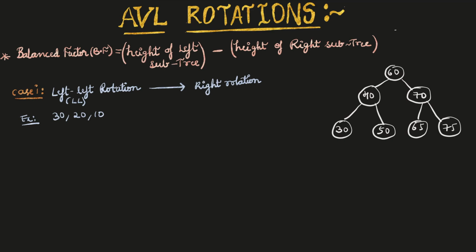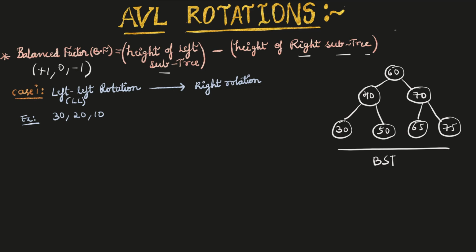Let's see where we use AVL rotations. When we are having a tree like this, a binary search tree, and if you check the balance factor, the balance factor should always lie in the range of +1, 0 and -1. To calculate the balance factor, it is nothing but the height of the left subtree minus the height of the right subtree.